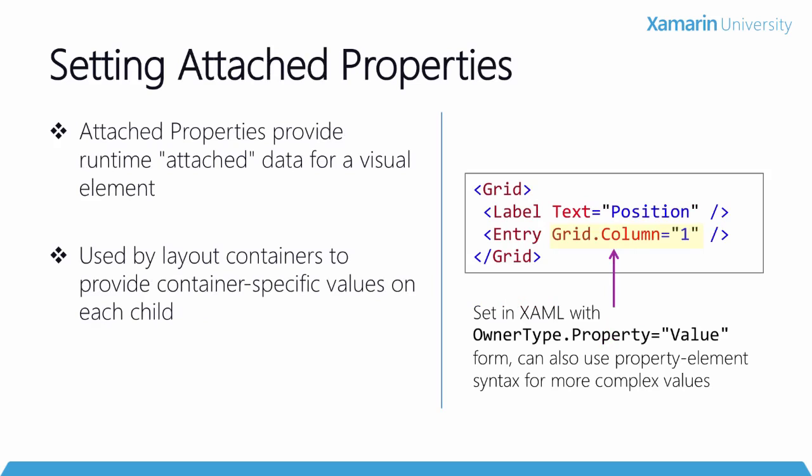Another interesting property type is the attached property. Recall that these are special properties which are not actually defined on the type at all, but are instead defined by some other object, typically the parent, and then added as a runtime value to each child. We use these for layout purposes to indicate where each child should be placed. Here you can see how we set attached properties in XAML. It looks like a normal property, except we have the owning type prefixing the name of the property. Anytime you see a type prefixing the property name like this, you know it's an attached property.